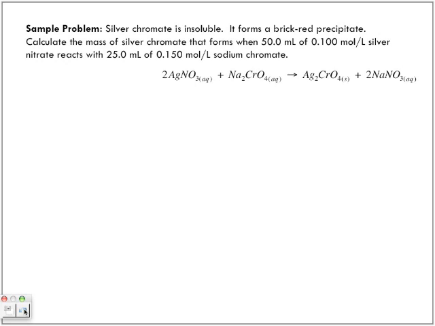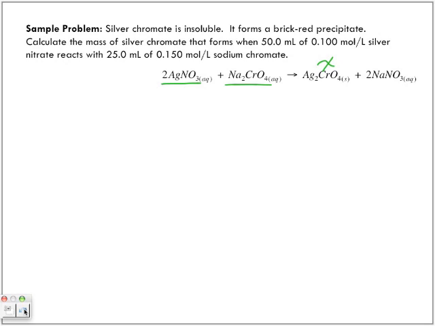So to help you out, here is the actual equation that we're using. So let's look at the information that we have. We're trying to find the mass of the silver chromate. We've got 50.0 milliliters of silver nitrate. Okay, there's our silver nitrate. It reacts with 25.0 milliliters of 0.150 moles per liter of sodium chromate. So we need to find the moles of the two. And then once we've found the moles of the two, which one are we going to use? The least one, right? The limiting. We're going to try to figure out our limiting reactant. So take a moment and devise your plan.